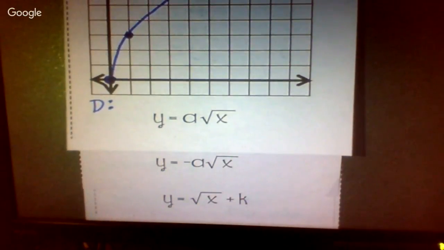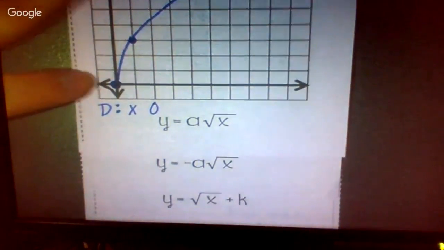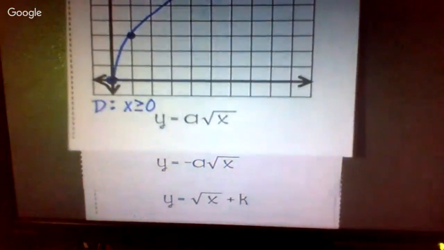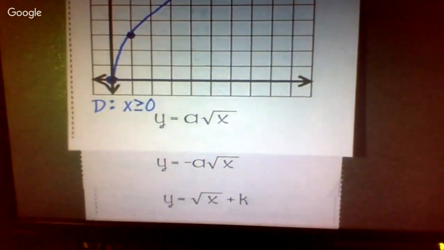What is your X value at that point? So this is your starting point. What's your X value? 0. So you've got X and 0. Is your graph then going to the right or to the left? To the right. So this is X is greater than or equal to 0. That's your domain, because it's either 0 or bigger, because it's going to the right.